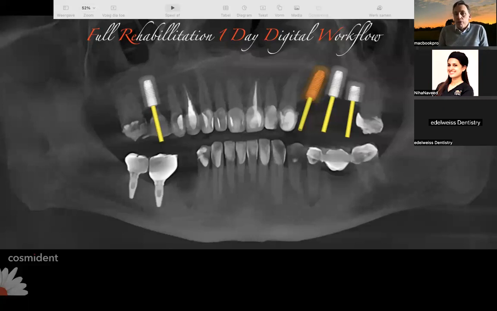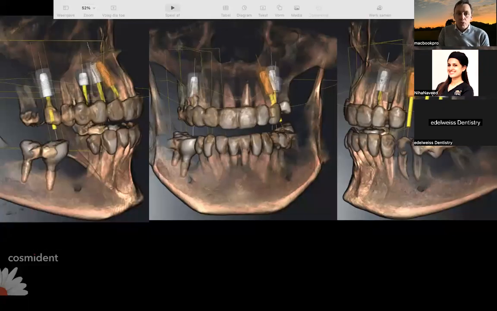The only thing we didn't do in this case today is the implant in position 4-5, because this was still a healing site. Only 2 weeks ago an extraction was done, so it was not ready to place the implant. That's the only reason why we didn't place it there, but we did full planning, upper jaw 4 implants.